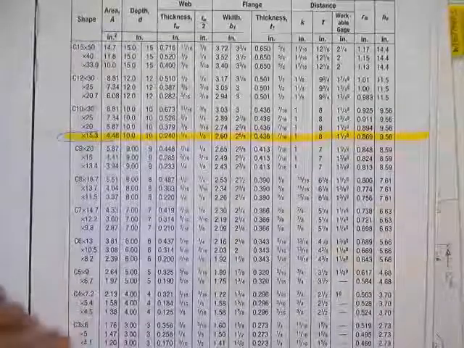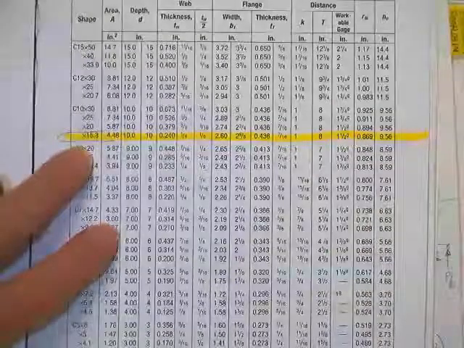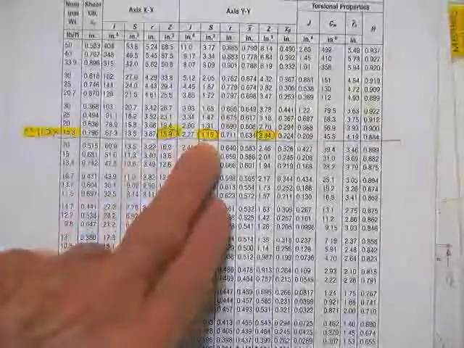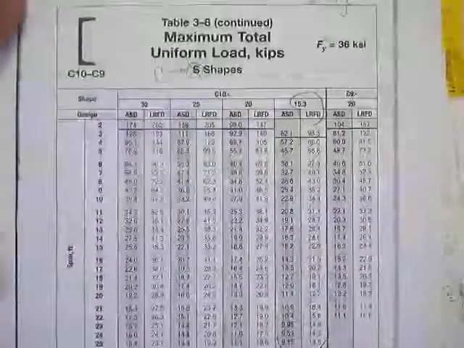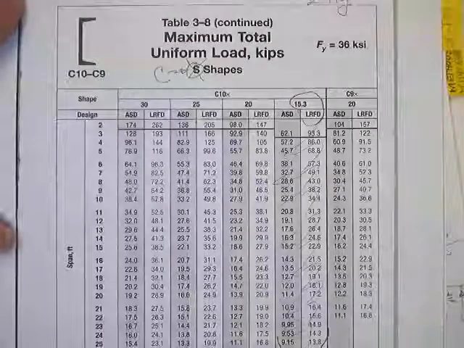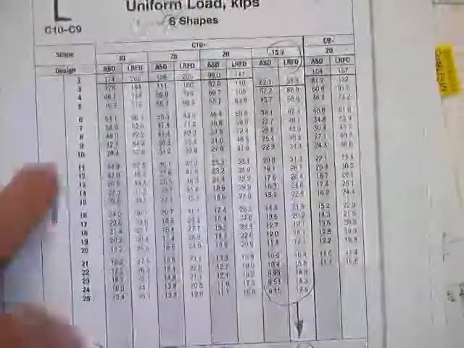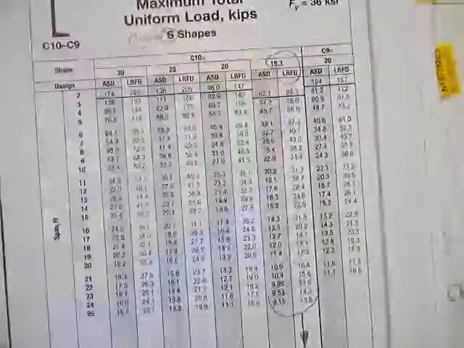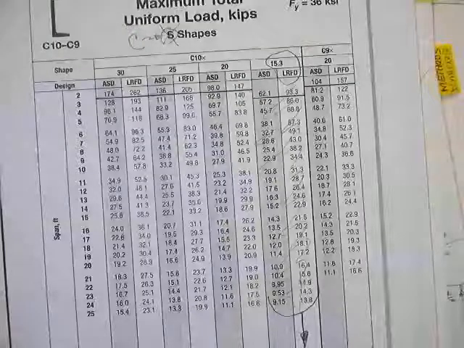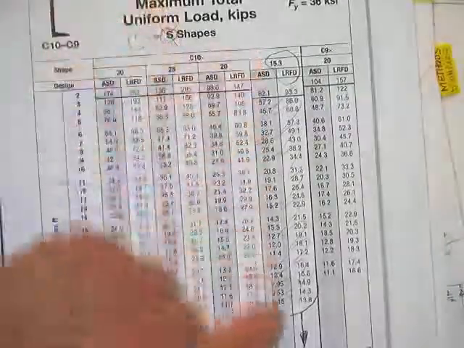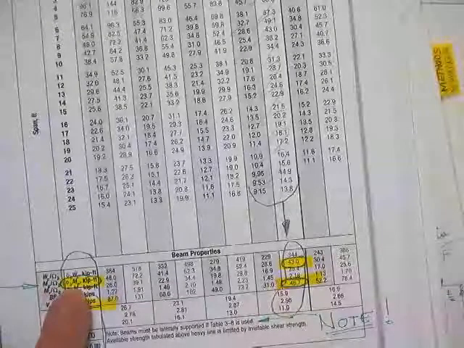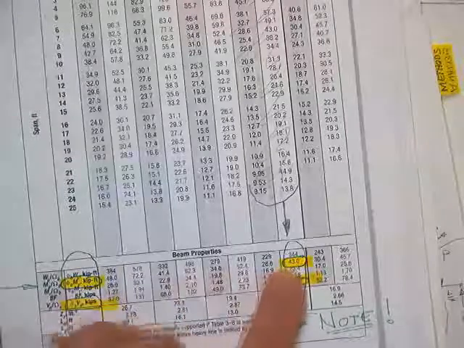Here are dimensions for C shapes. There's your 10 by 15.3. There's the next page with Z's and section moduluses. That's all good stuff. There's one that tells you how much maximum total uniform load you can have. Here's what he's using out of the table. Since he's got a channel, and since it's got the right stress on it, he's going to take a 15.3 and find out how much M sub P he can have. It's 43.